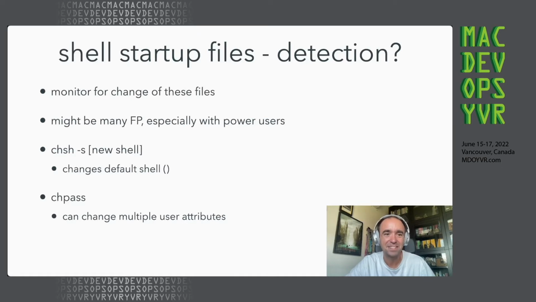And how can we detect these modifications or this persistence? Basically, we monitor for changes to the previous files. There might be many false positives, especially if we have power users in our environment, but it would still be worth a try. Also monitoring for the chsh executable, which can change the default shell, can be interesting. And also the chfn executable, which can change user attributes for the shell environment. So yeah, I would monitor for this.